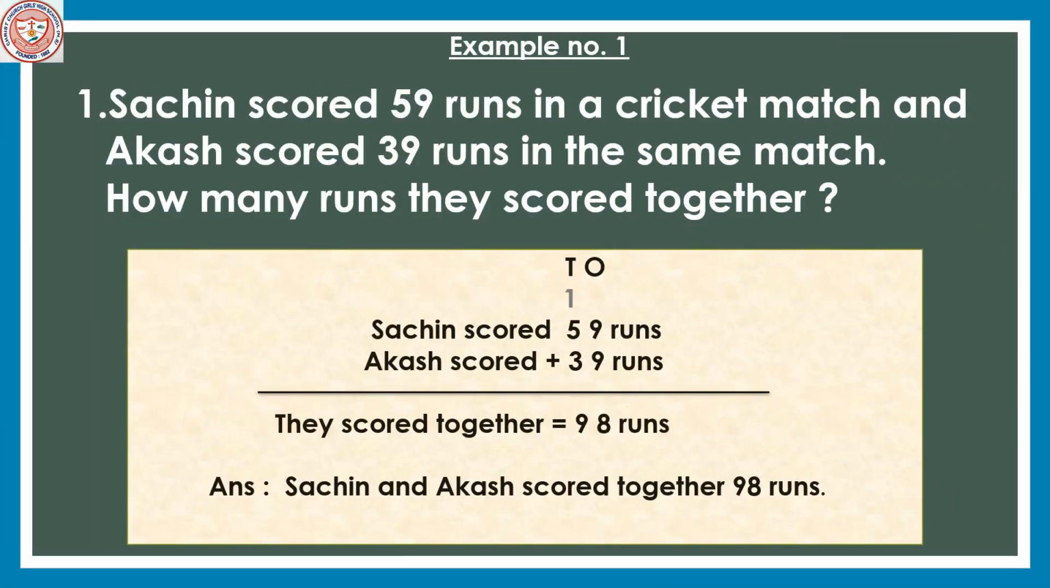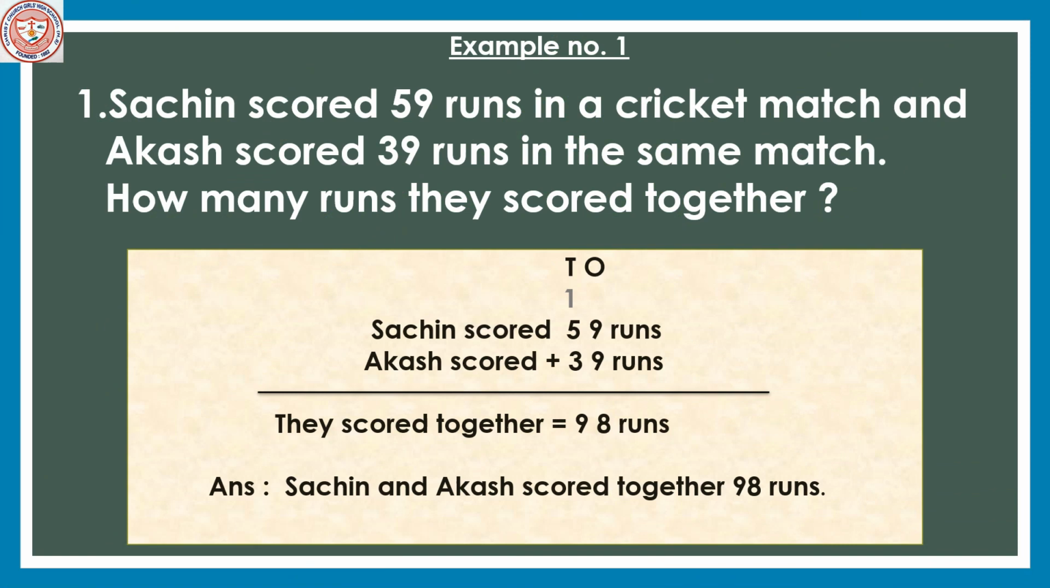Example number 1. You have to read the sum very carefully. Sachin scored 59 runs in a cricket match and Akash scored 39 runs in the same match. How many runs did they score together? I repeat, Sachin scored 59 runs in a cricket match and Akash scored 39 runs in the same match. How many runs did they score together?